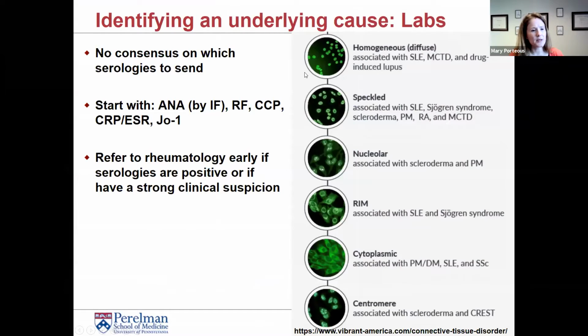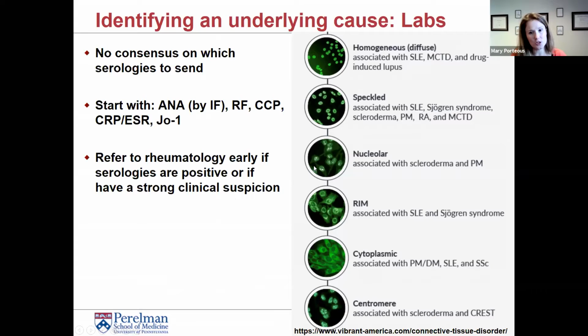So the next step in identifying an underlying cause is looking at labs. There's no consensus on what serologies to send. It's a good start, as an intensivist or internist rather, to start with an anti-nuclear antibody by immunofluorescence specifically, because it will let you try to distinguish the pattern that may be suggestive of specific subtypes of connective tissue diseases. For instance, if you see a nucleolar pattern, you're highly suspicious for scleroderma or polymyositis.